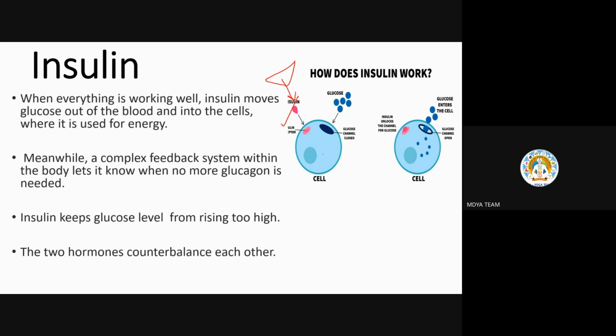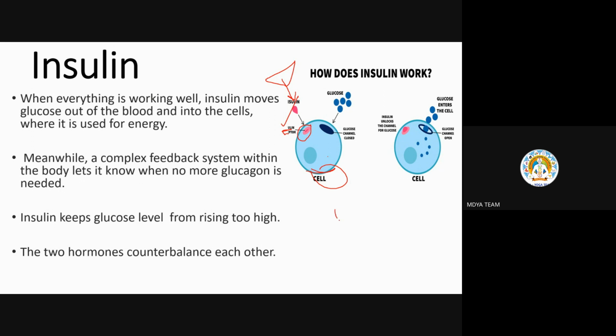This blue color is the cell. So insulin will be released from the pancreas and go to the cell. It is not visible, but there will be insulin receptors on the cells. All the cells have insulin receptors on them. This pink color is the insulin receptors.